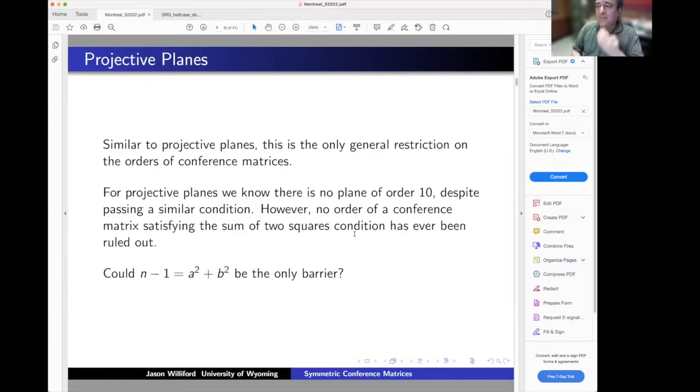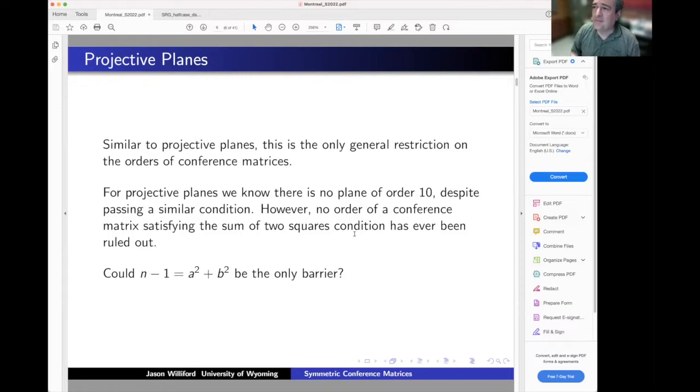Now, the reason my eyebrows raise when I look at that condition, though I've been afraid to really do anything with conference matrices for a while, is that I'm really interested in the question about projective planes and whether non-prime power order projective planes can exist. And there's a similar condition. Whenever I talk to someone who's not familiar with projective planes, they always say something like, well, if n's big enough, they probably all just exist.